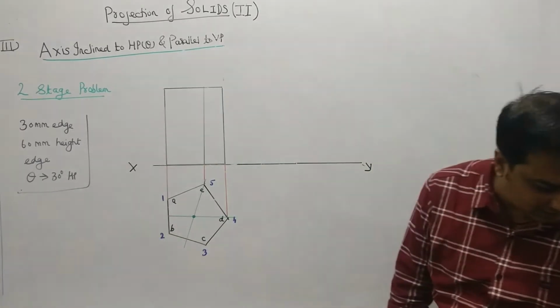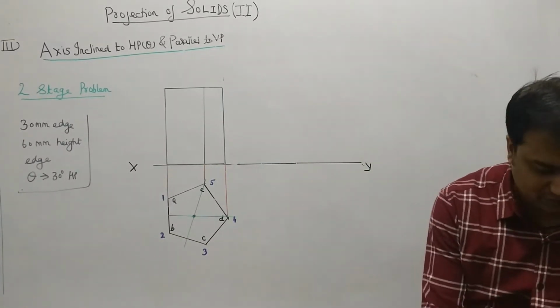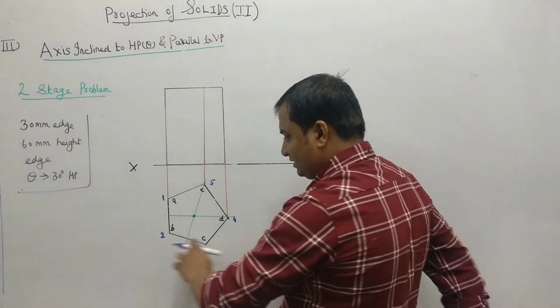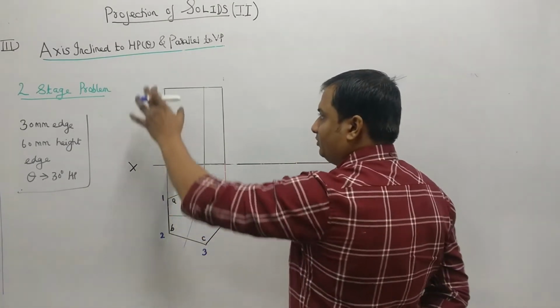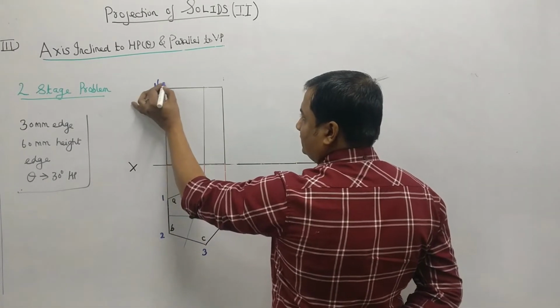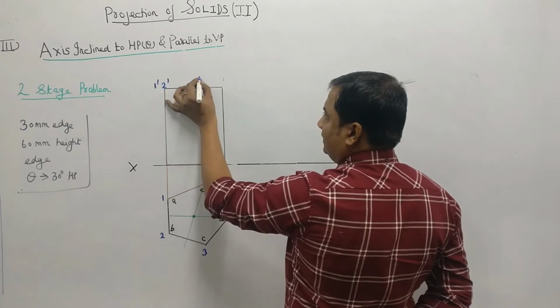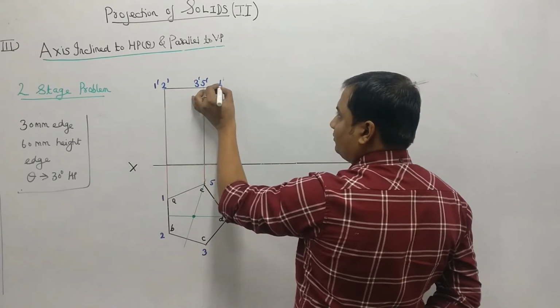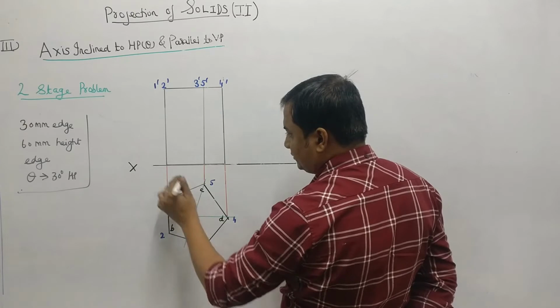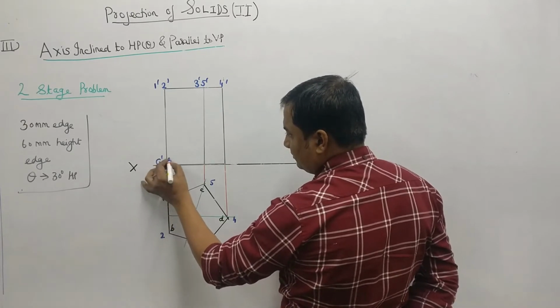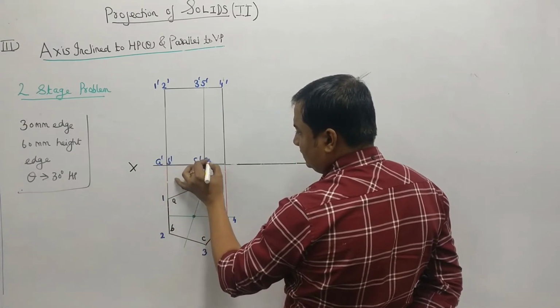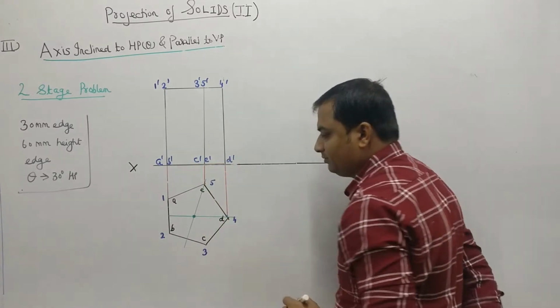In this view, this is a pentagon, and the naming should be done accordingly. The numbers written on the outside of the pentagon should be on the top. So this is 1 dash, this is 2 dash, this is 3 dash, this is 5 dash, and this is 4 dash. And the alphabet should be at the base, that is A dash, B dash, C dash, E dash, and this is D dash.